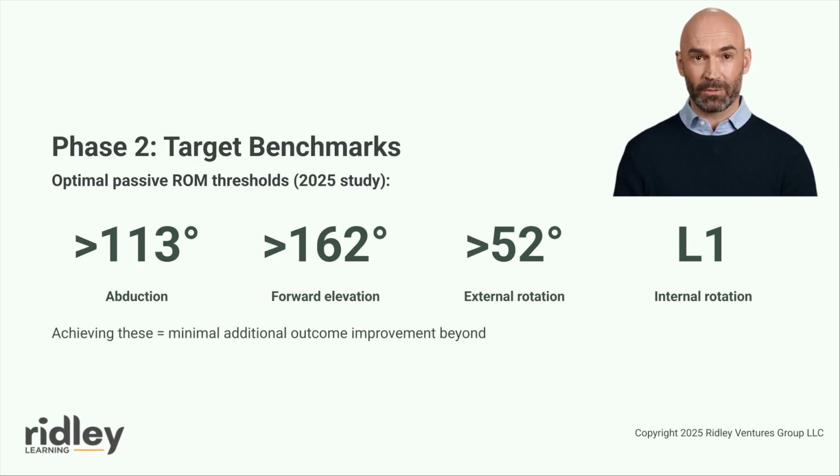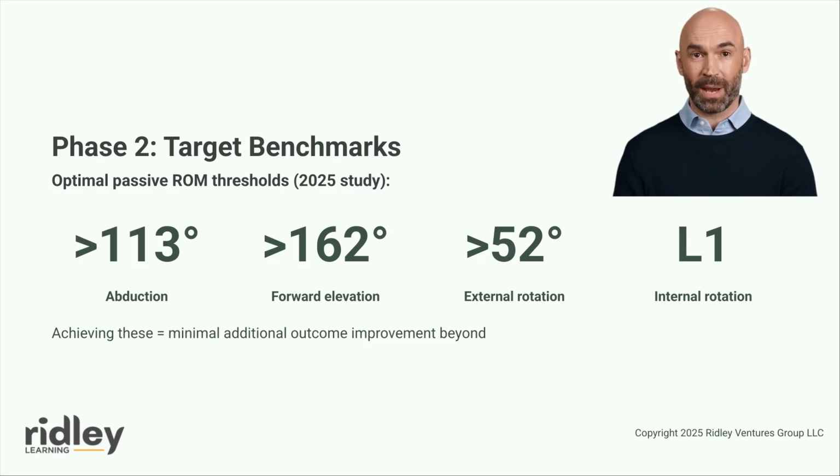Advancement from phase 2 to phase 3 requires achievement of active range of motion against gravity that approximates passive range of motion, absence of pain with active motion and functional activities, and the patient's readiness for higher-level functional demands related to work or recreational activities.